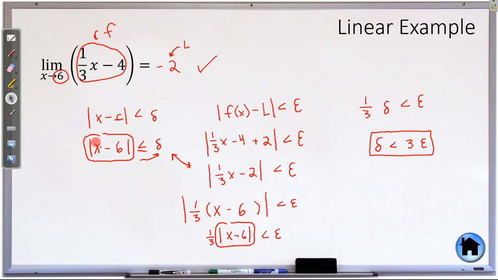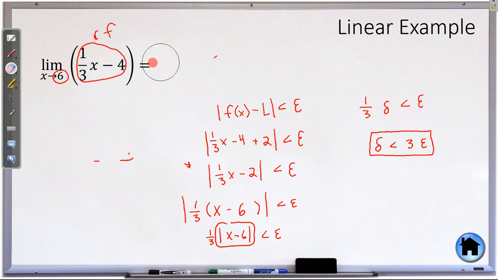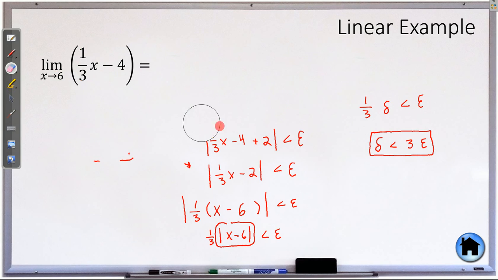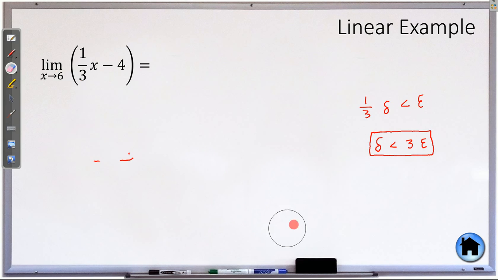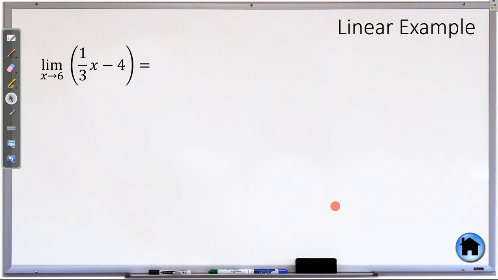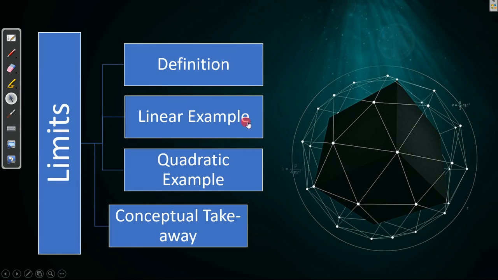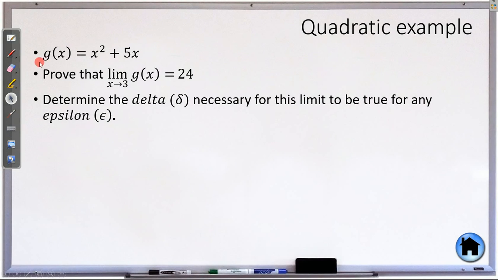All right, so we've got one example with linear. Let's try a harder one. So we got our linear example. Let's do a quadratic example. So here's our function, x squared plus 5x. Prove that the limit as x approaches 3 actually equals 24.